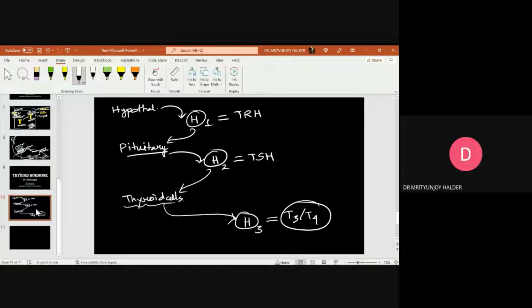TSH, that is thyroid stimulating hormone, and it is released from pituitary. It has receptor on thyroid cell, but truly it is not at all thyroid hormone. Thyroid hormones are T3 and T4, and sometimes reverse T3. We'll discuss in detail.